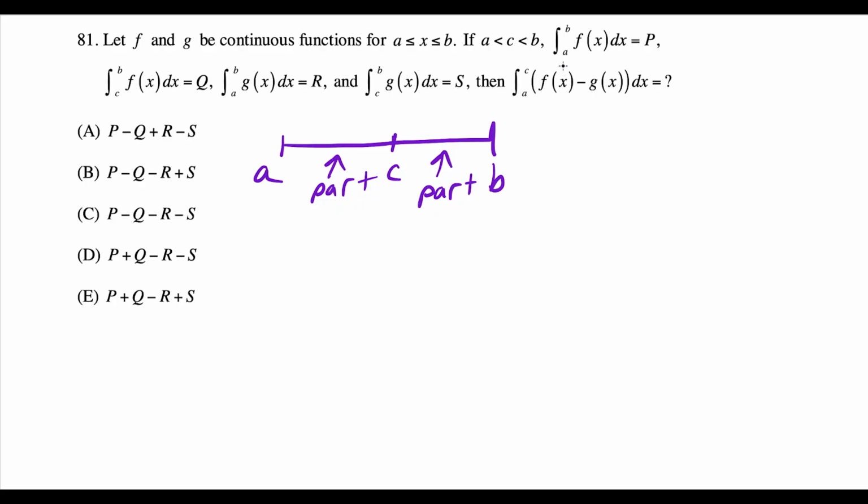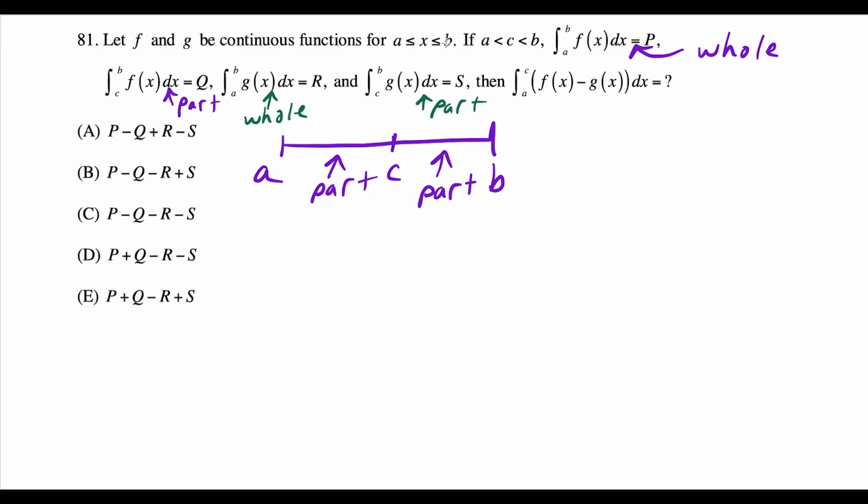So now we're going to look at what information we were told here. We have the integral from a to b of f of x dx is equal to p. So just know this piece here represents the whole interval from a to b. So this is like the whole piece. And then the integral from c to b of f of x dx equals q. Notice this is equal to a part. Okay, so from c to b is just one part. And then we're given more information here. The integral from a to b of g of x dx is equal to r. So this represents the whole interval from a to b, and then the integral from c to b of g of x dx represents another part.